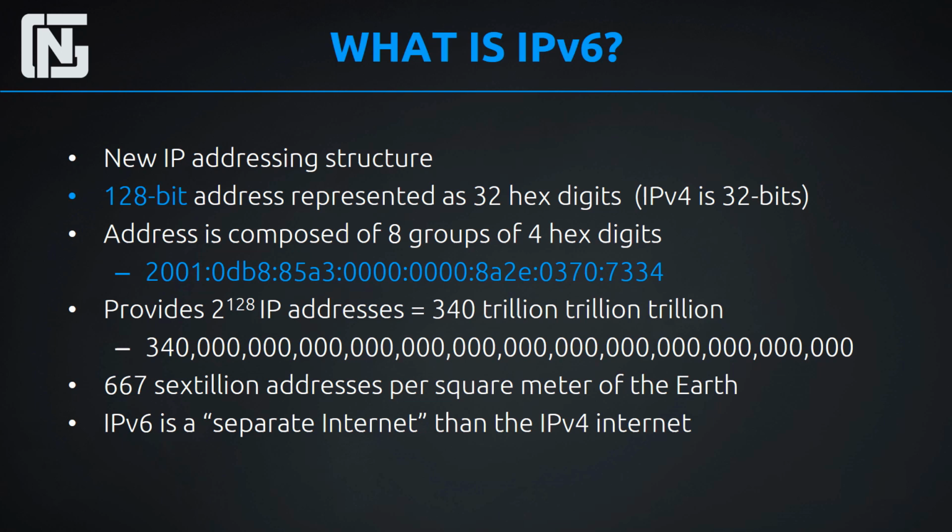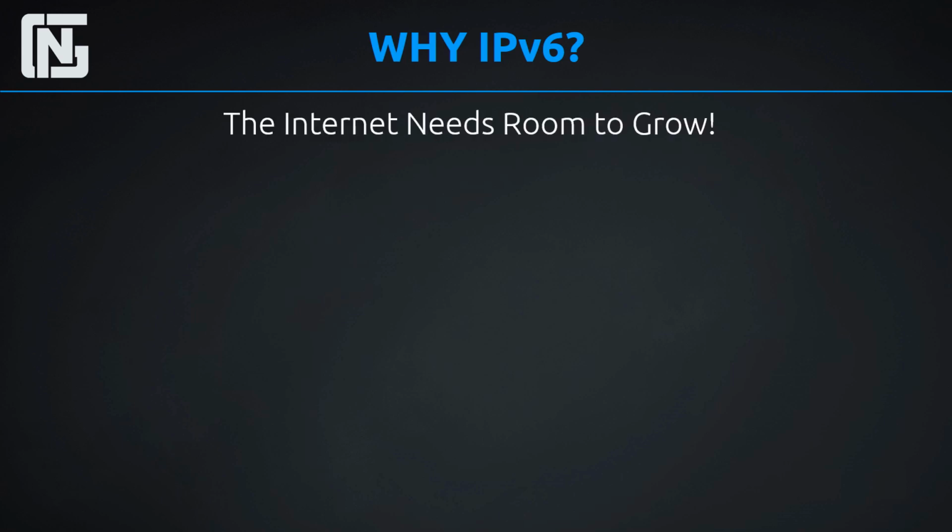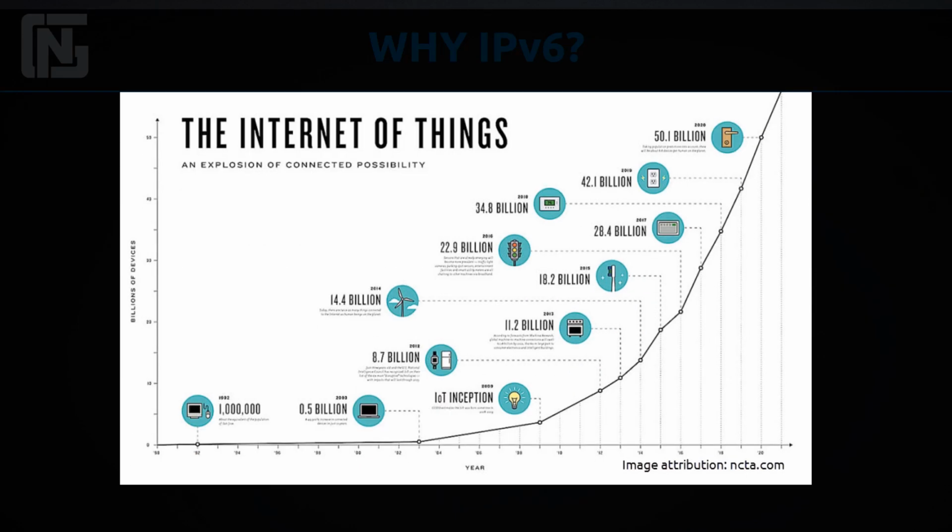Now we'll discuss the why of IP version 6. Why do we have IP version 6, and why do we have to learn this new thing? Well, the internet needs room. We do not have enough addresses, and we've really been running out of addresses. Let's take a look at this IoT chart. You can see that over time, we've just been increasing the amount of devices we have. We call this the Internet of Things, where everything we can think of is now being connected to the internet.